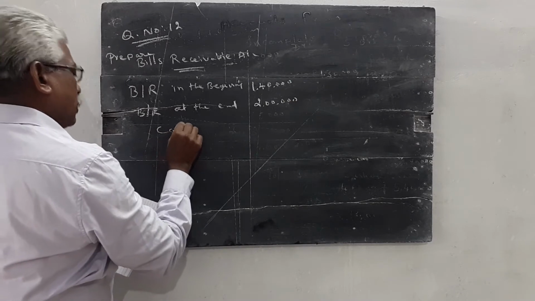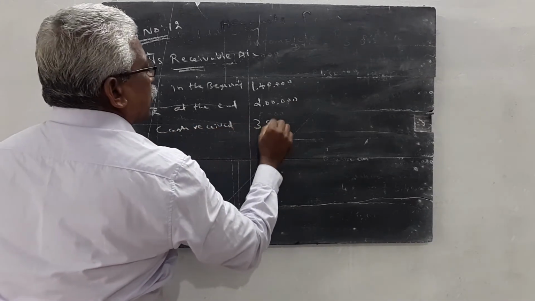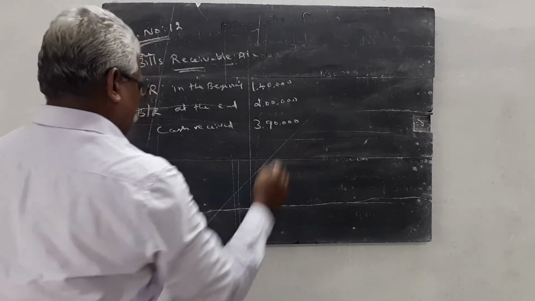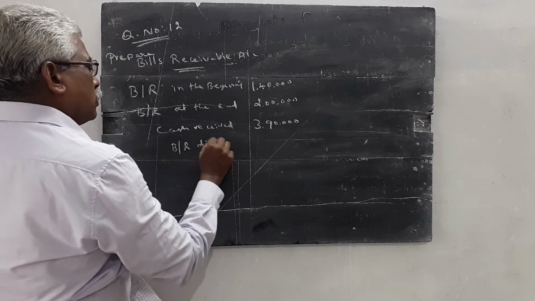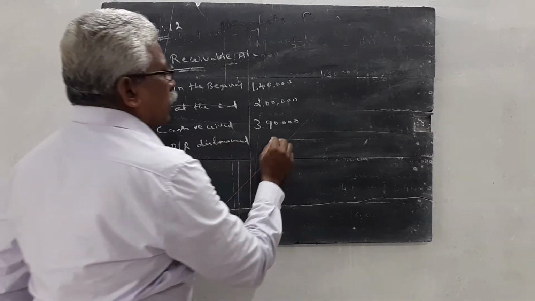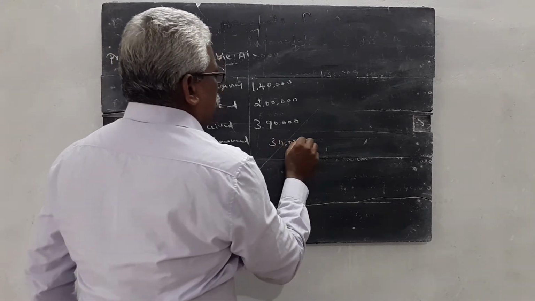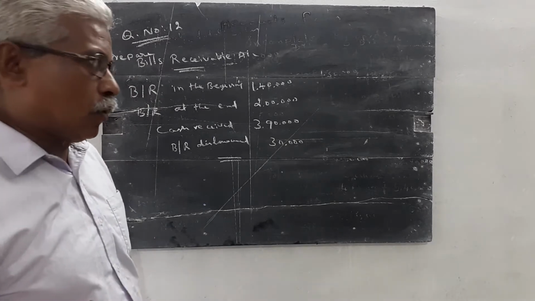Cash received 3,90,000. Bills receivable dishonored 30,000. With the help of this information, we have to prepare the bills receivable account.